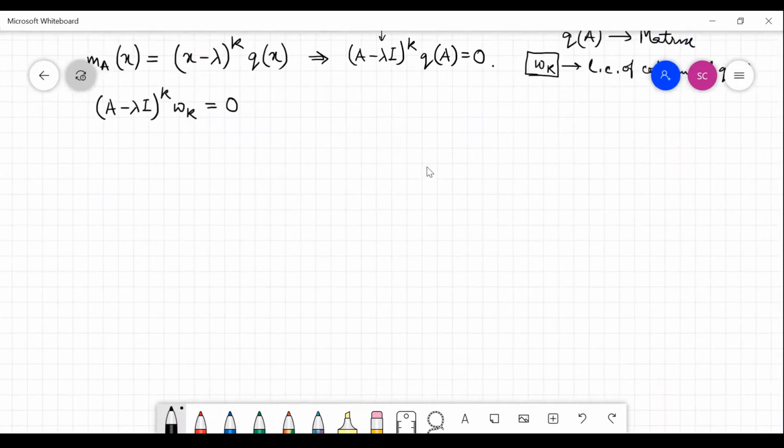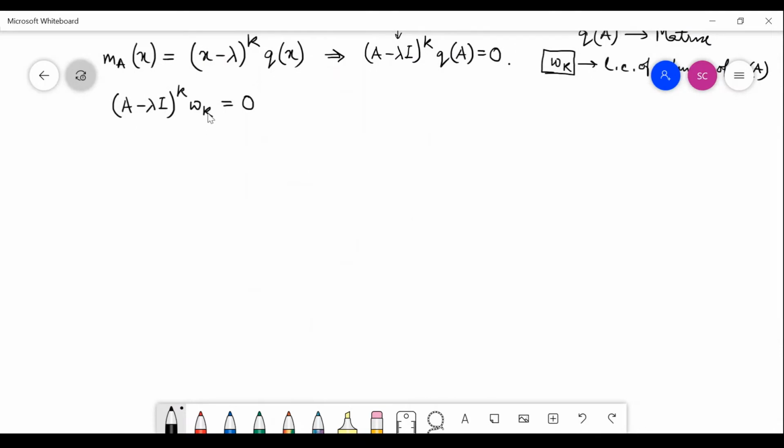So with that we will proceed. (A minus lambda I)^k w_k is equal to 0. That is the important thing to note. This implies that omega_k is a basis of the null space of (A minus lambda I)^k.